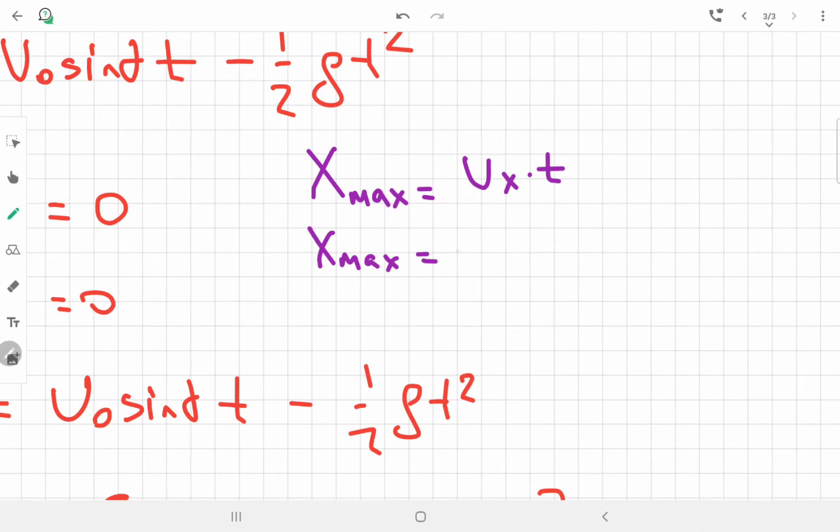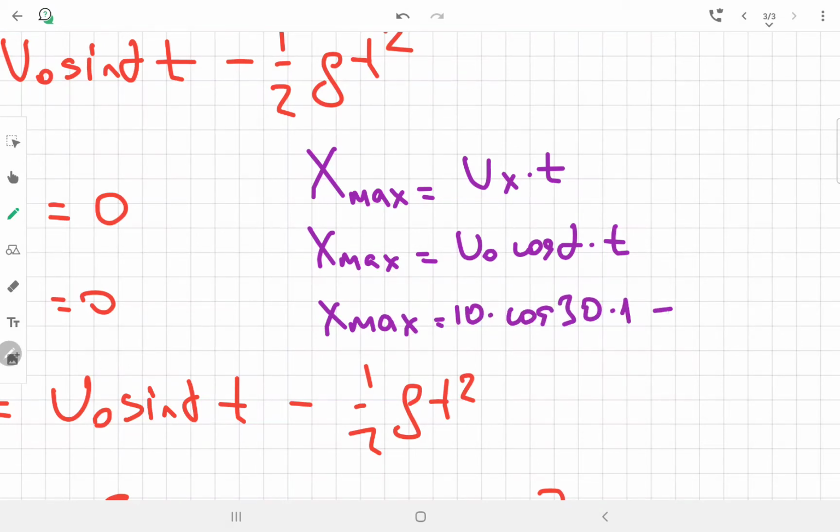X max equal to v initial times cosine alpha times time, 10 times cosine 30 times 1, and the answer will be 8.66 meters approximately. This is the maximum range.